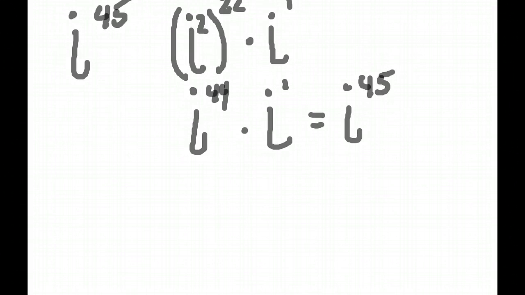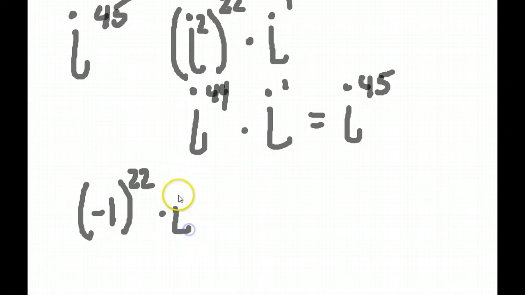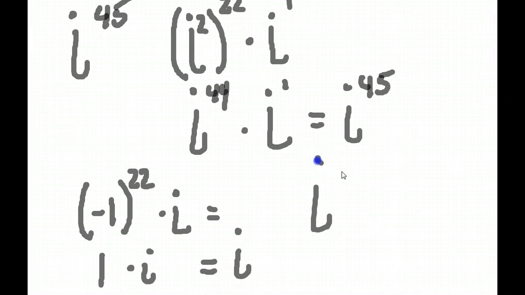But now, let's look at this. i squared to the 22nd power. i squared is also negative 1. So open negative 1 raised to the 22nd power. I'm just writing it in terms of that negative 1 instead of as an imaginary number. So we have negative 1 raised to the 22nd power times i, because we want it to be up to that 45th, so we can't forget that second i. And negative 1 raised to the 22nd power is a positive 1. So we have 1 times i, so our answer is just i. So i to the 45th power is the same as i.